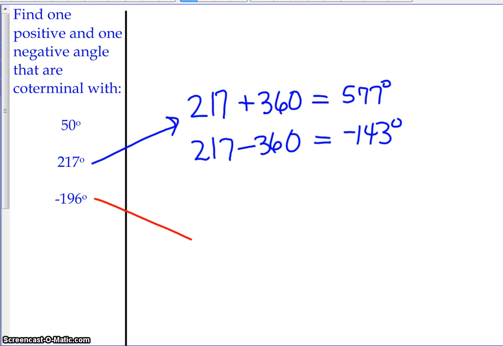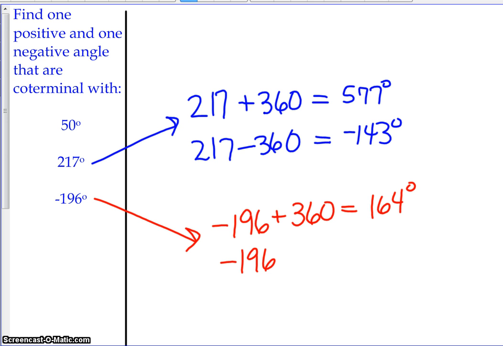Now, if you have a negative angle to begin with, our process really doesn't change. Negative 196 plus 360, and that one equals 164. Or we could go negative 196 and subtract 360. And that gives us negative 556 degrees. Okay? We could keep adding. We could keep going around in circles.